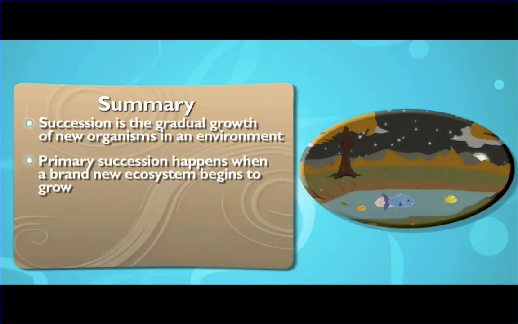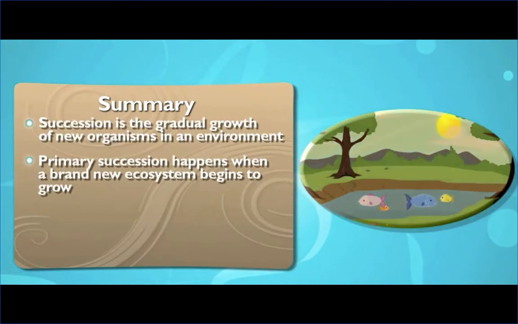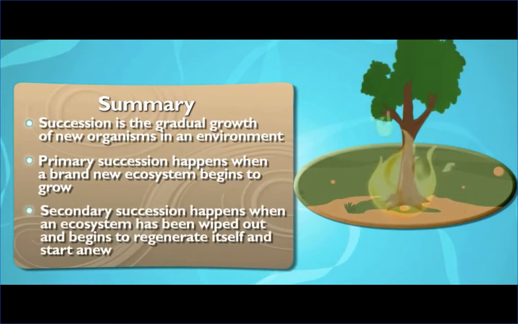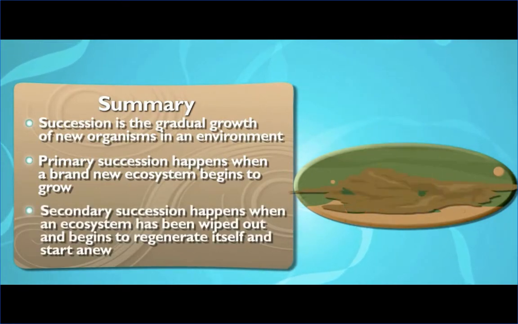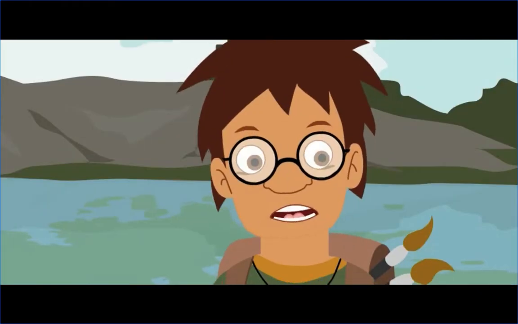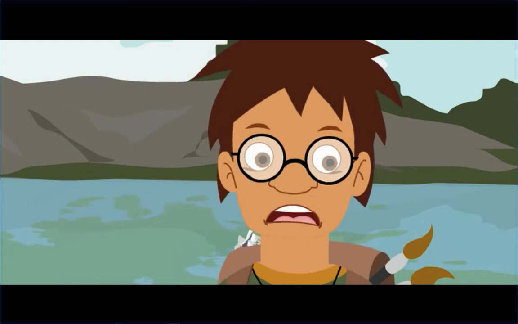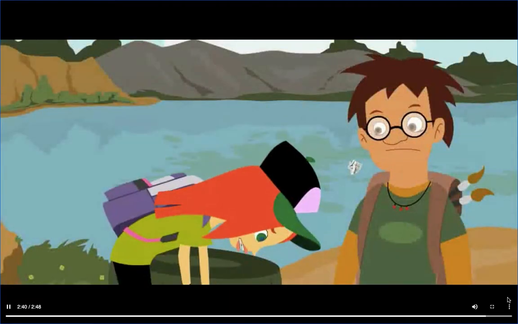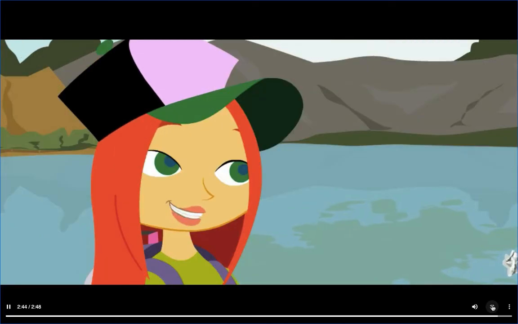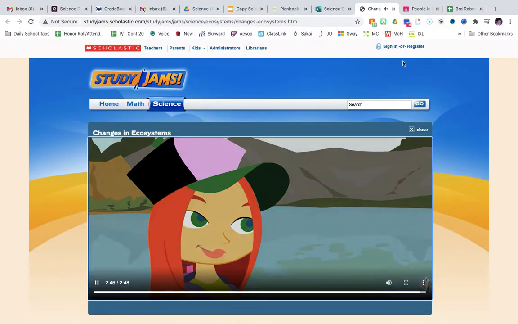Sometimes a brand new ecosystem is born from the changes. That's called primary succession. Other times, an ecosystem is wiped out by natural disasters or by humans. When it begins to regrow and start anew, that's secondary succession. I was really pumped to do some fishing today. I'm sort of bummed. Me too, but maybe we came for a reason. Let's make some changes and clean this lake up.